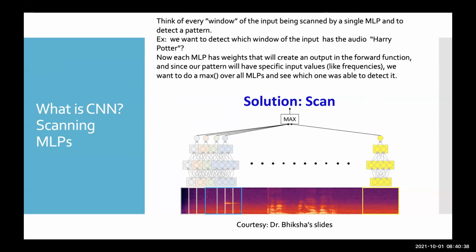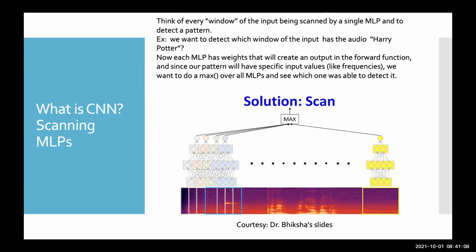And so if you take the max of all of that, you're going to be taking the max of a bunch of zeros and potentially a couple of ones. And so the max will either give you a 0 for there was no pattern detected, or a 1 for there was a pattern detected at some point. I hope that makes sense. So just to reiterate, you use the same MLP throughout the entire utterance or the image as you're scanning it.